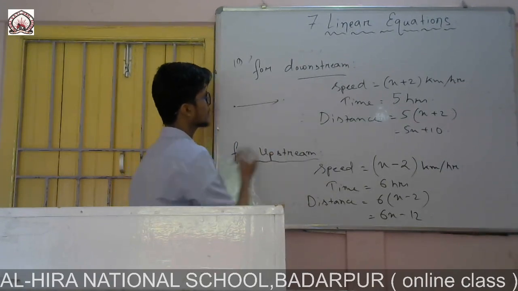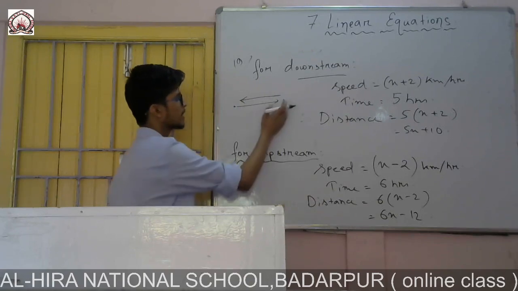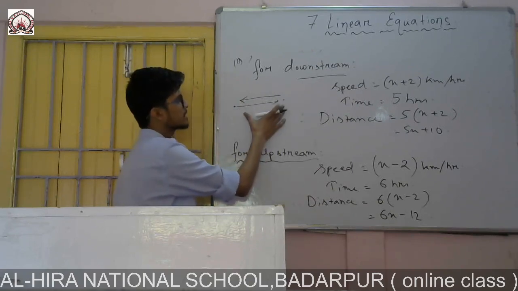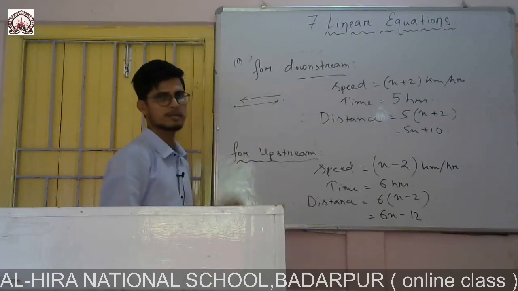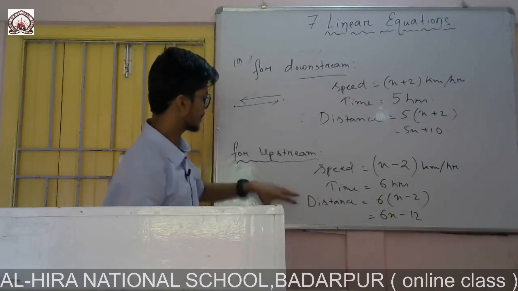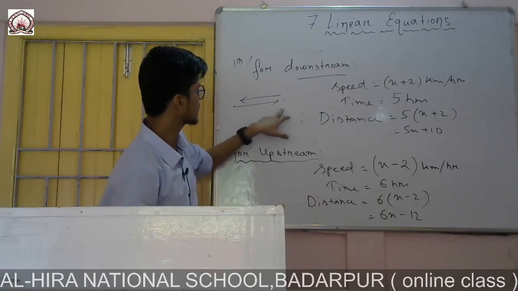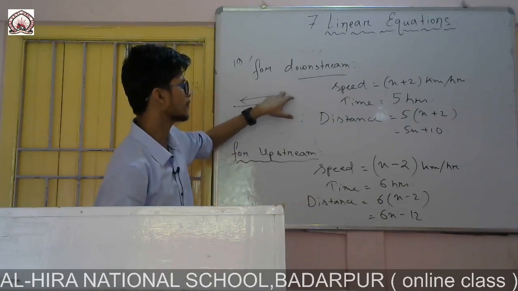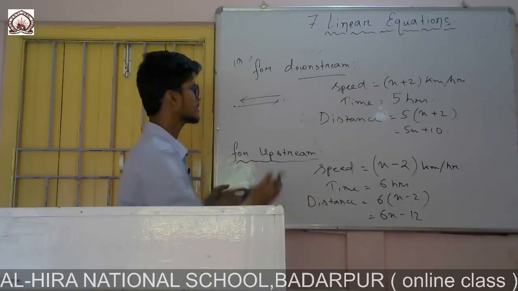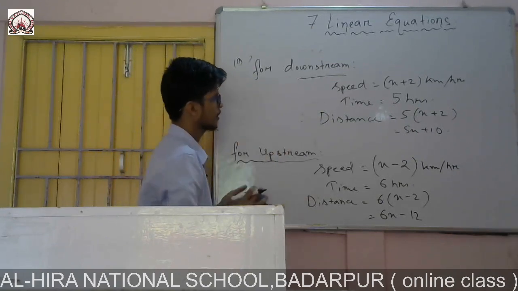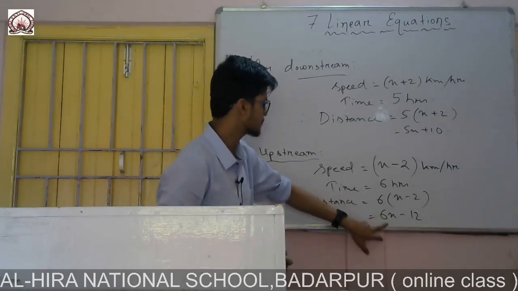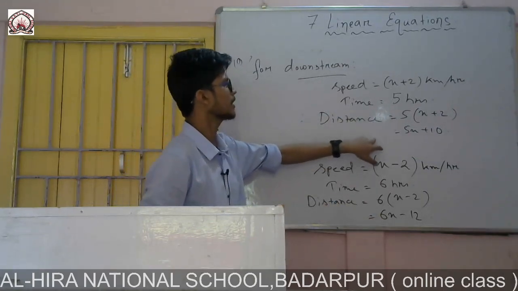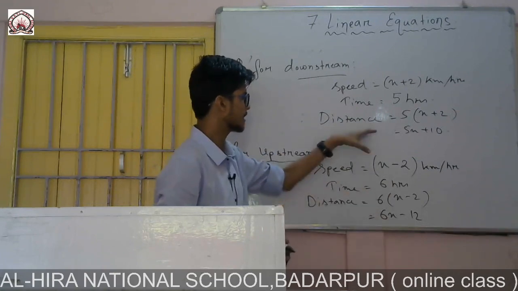You see one thing, the boat moved from one point and went to another coast. So first time it went in this direction, and second time it came again from this to that. That means the distance between these two coasts remains the same. The distance traveled while going in this direction is also the same, and while coming back the distance remains the same. So this is the distance for upstream and this is the distance for downstream. So we can write that both the distances are same.